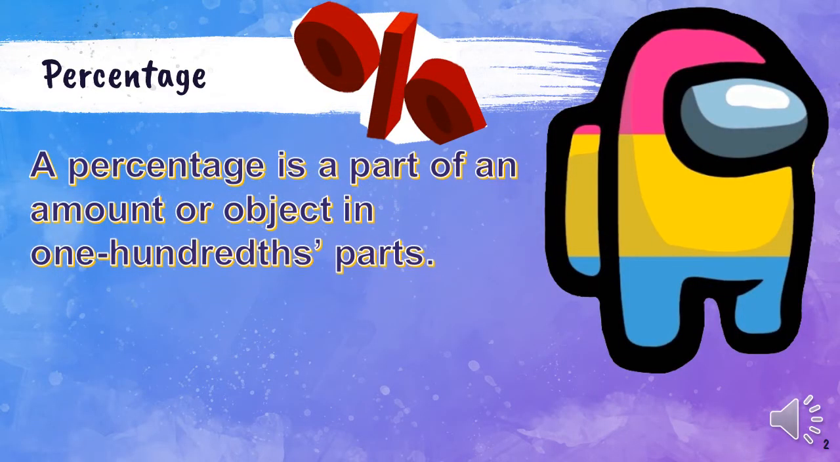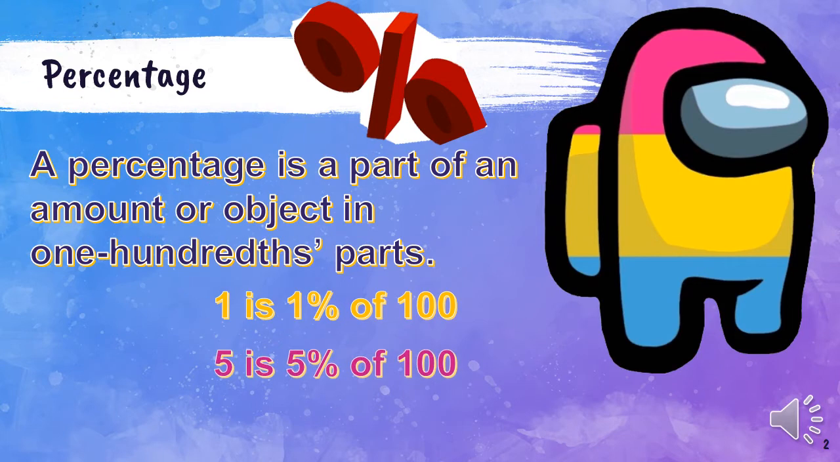Percentage. A percentage is a part of an amount or object in 100 parts. 1 is 1% of 100. 5 is 5% of 100. 12 is 12% of 100.